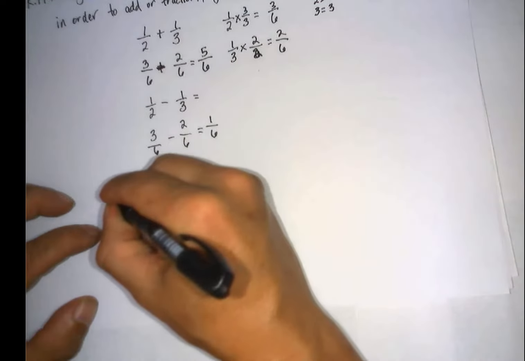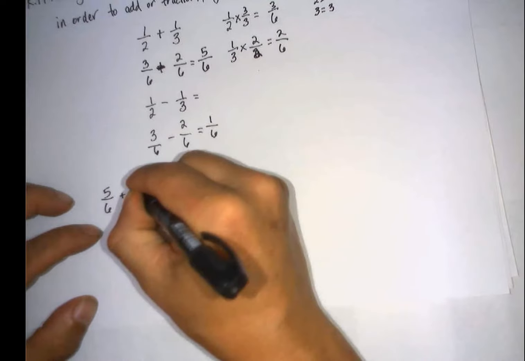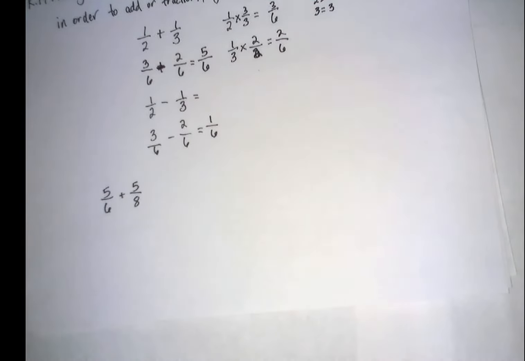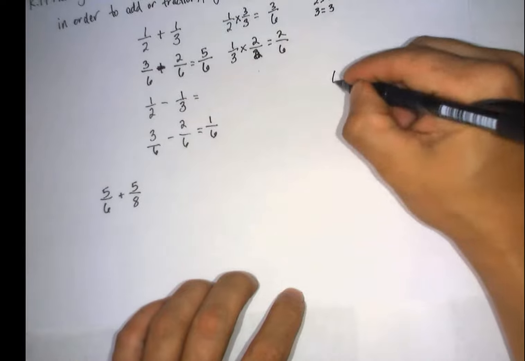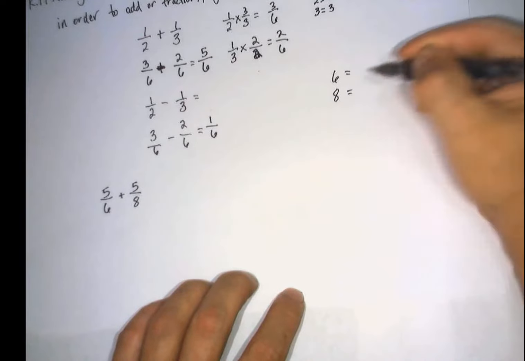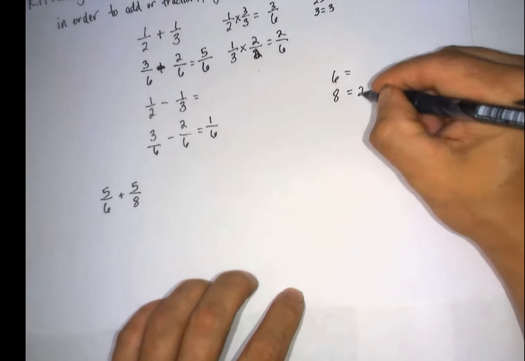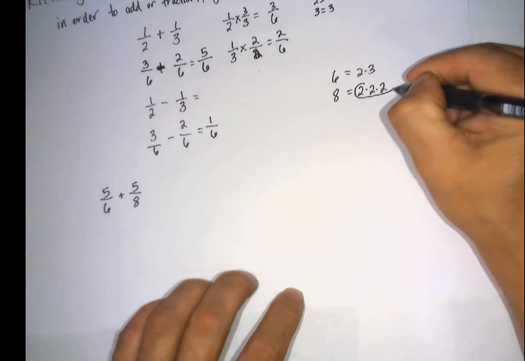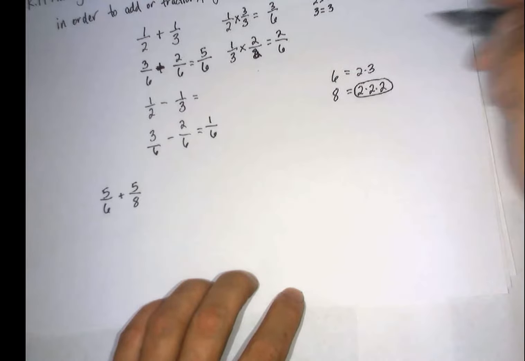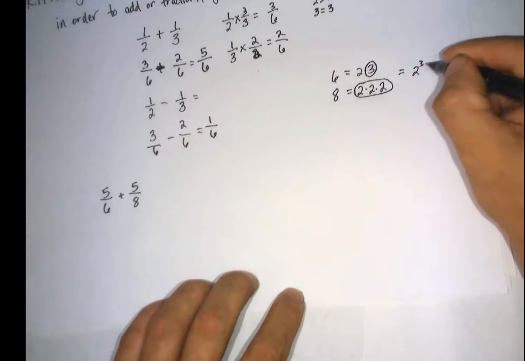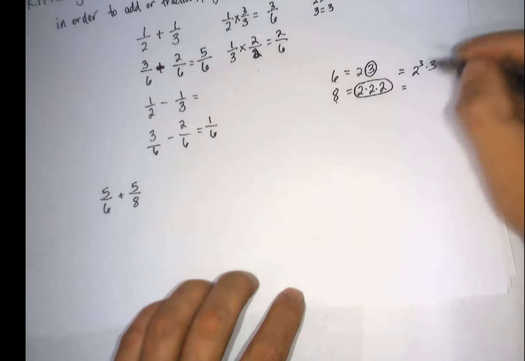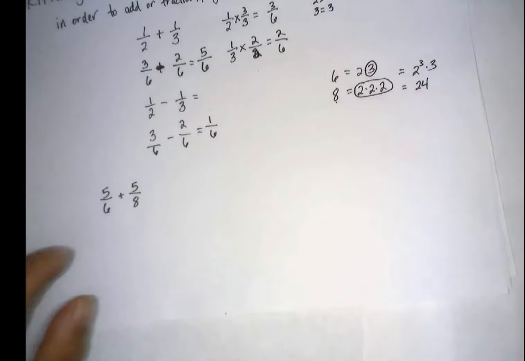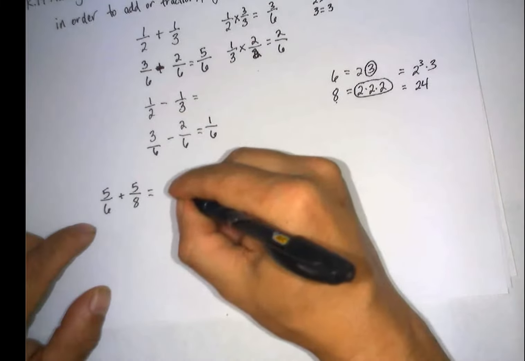Okay, let's try a little bit harder. Let's do 5/6 plus 5/8. So we need to find a common denominator here, and we're going to use prime factorizations. 8 is 2 cubed, so we're going to write 8 is 2 times 2 times 2, and 6 is 2 times 3. So 2 is used the most, 3 times, and 3 is used once. So the LCM is 2 cubed times 3, and 2 cubed is 8, times 3 is 24. So we're going to build these fractions up to 24.